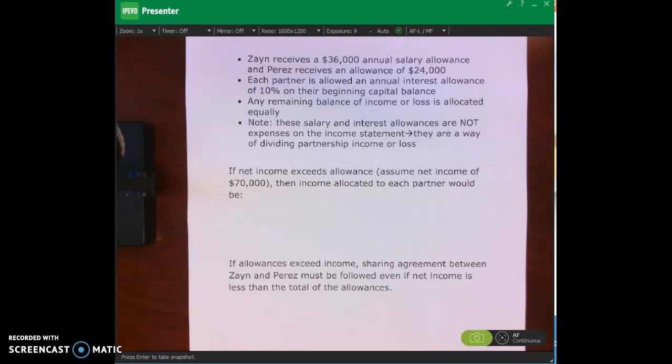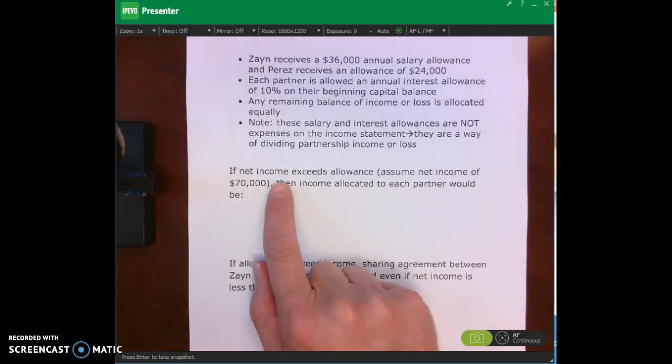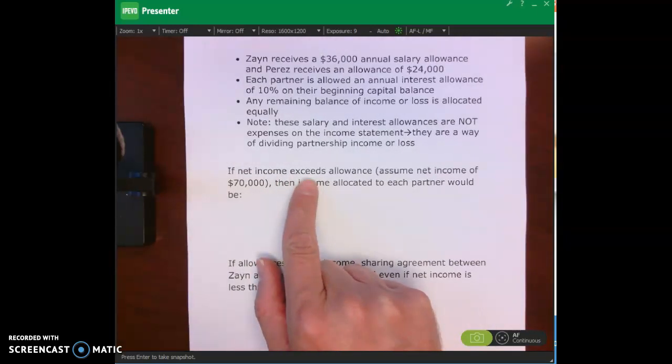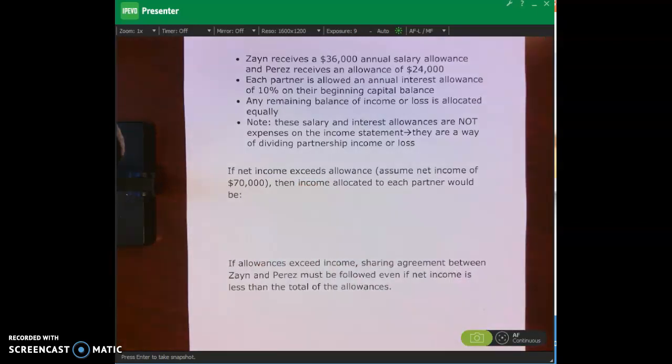Okay, so in the last lecture video, we talked about allocating profits and losses based upon stated ratios and beginning balances in capital. Now we're talking about allocation based upon service contributions, capital balances, and also the stated ratios. So it's a combination. There are two situations: if net income exceeds all the allowances, and if net income does not exceed all the allowances, meaning it's less than all the allowances. Let's look at the first situation.